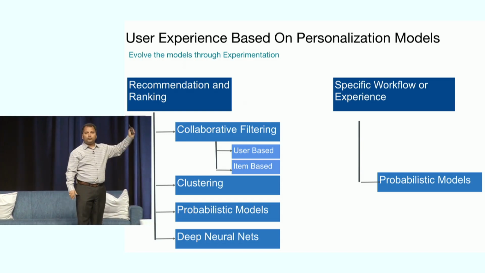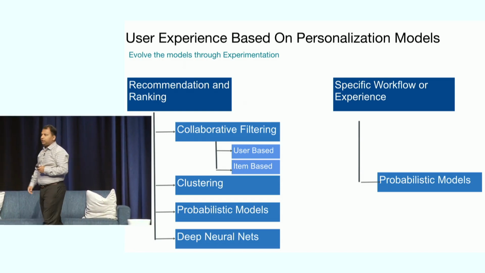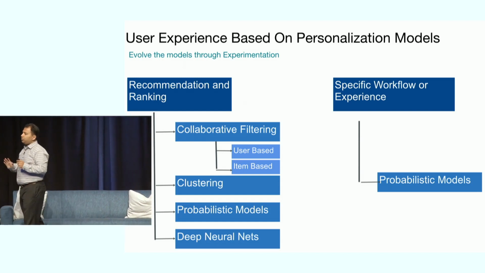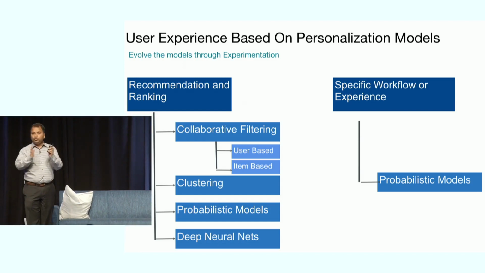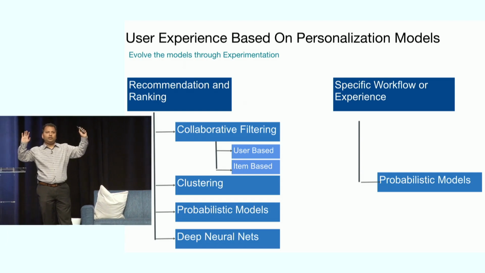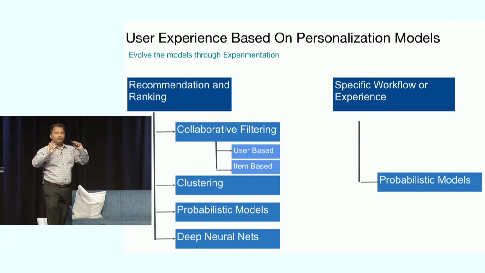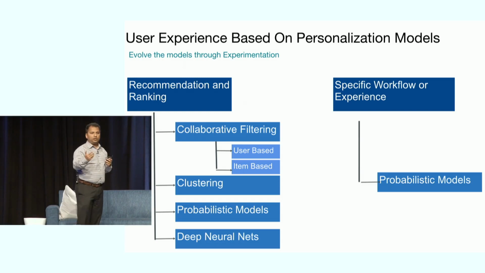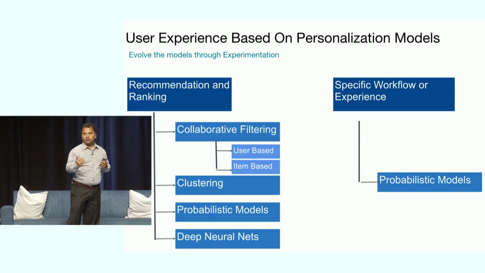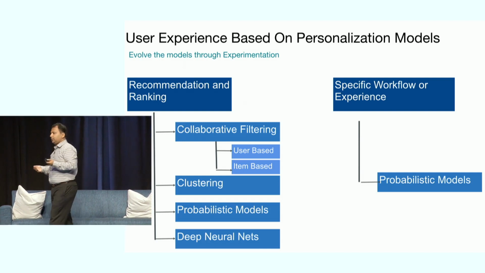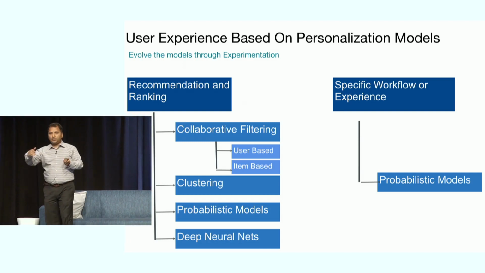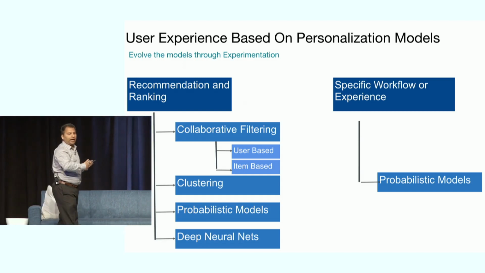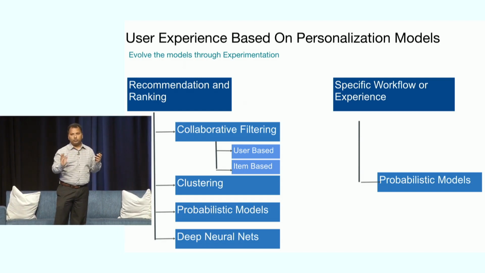Again, I'm not going to go over all of this. Long story short, there are various models. When you think about personalization, at a very high level, there are two things that happen. One, as a user, you get recommendations. For example, you go to Amazon and it says, you bought this, other users bought this. You basically have recommendation and ranking, what we call it.